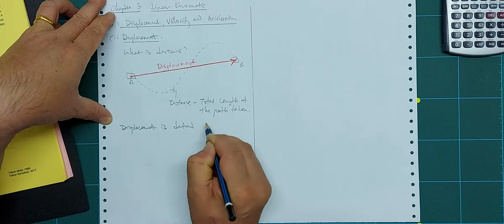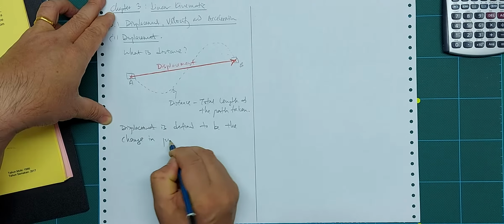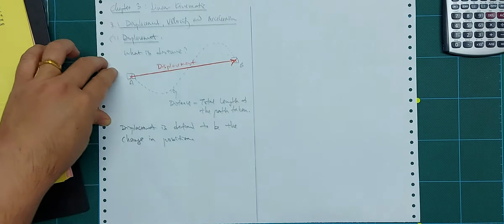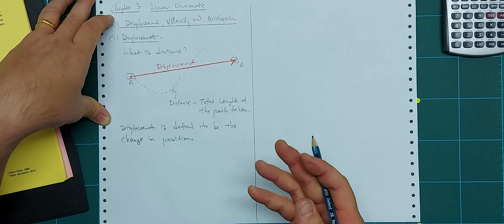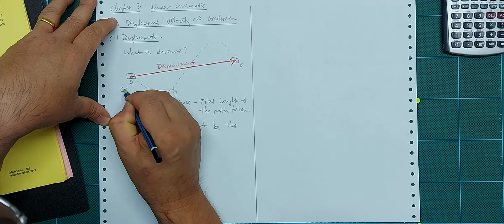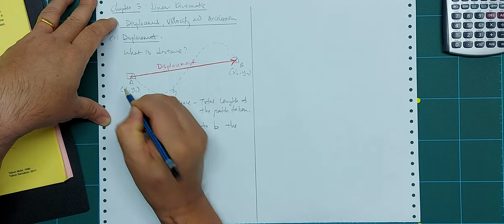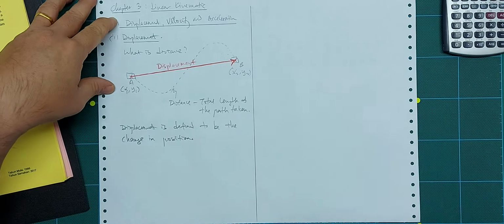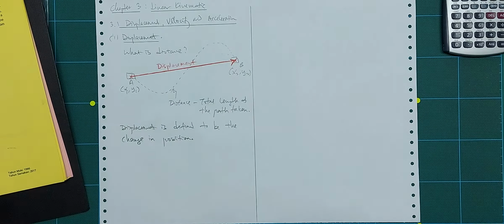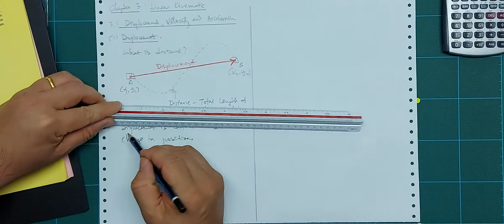is defined to be the change in position. So position normally we refer to a coordinate system. So let's assume that this position here is x1, y1, and this one is x2, y2. Okay, x1, y1 to x2, y2. So that is the position. Assume the surface is flat because you are studying two-dimensionally, so the height, the z1, z2, we forget about that. Okay, so that is the displacement, change in position.